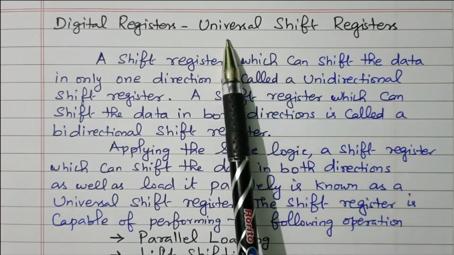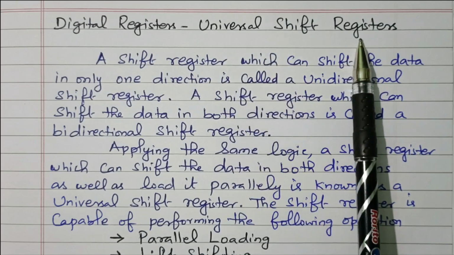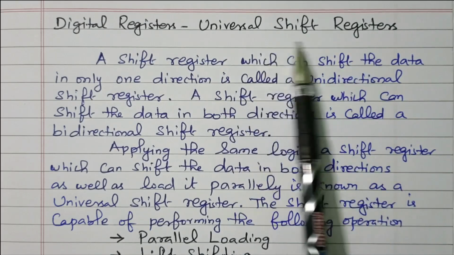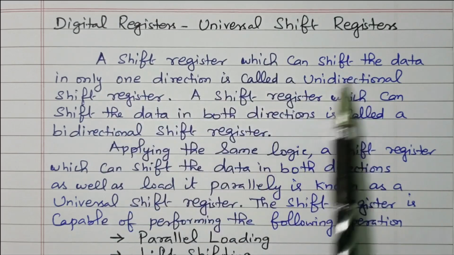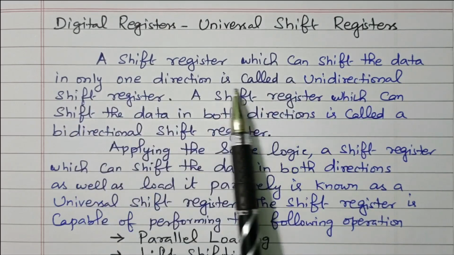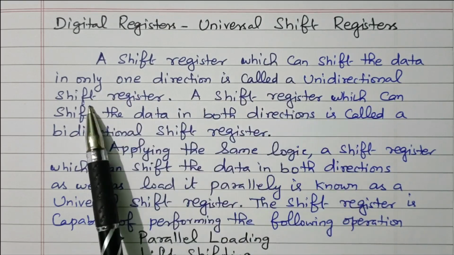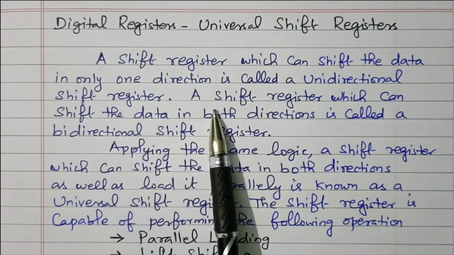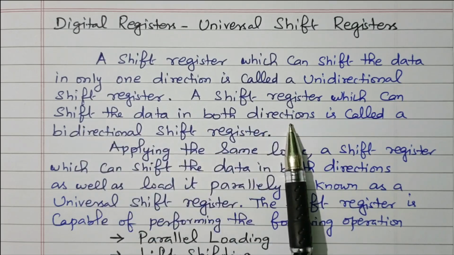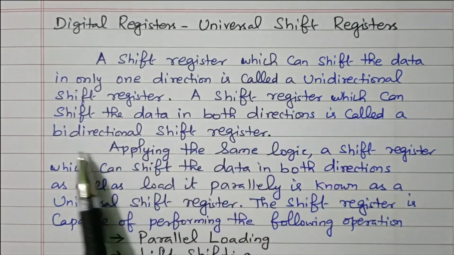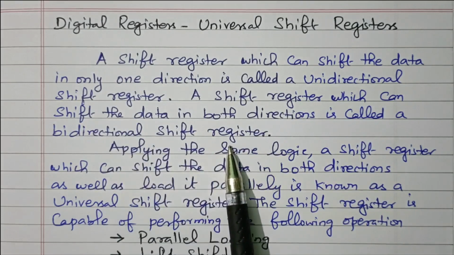Now we'll go to the topic, universal shift register. We'll see first what is meant by universal shift register. A shift register which can shift the data in only one direction is called a unidirectional shift register, only one direction. A shift register which can shift the data in both directions, right side as well as left side, is called a bidirectional shift register.